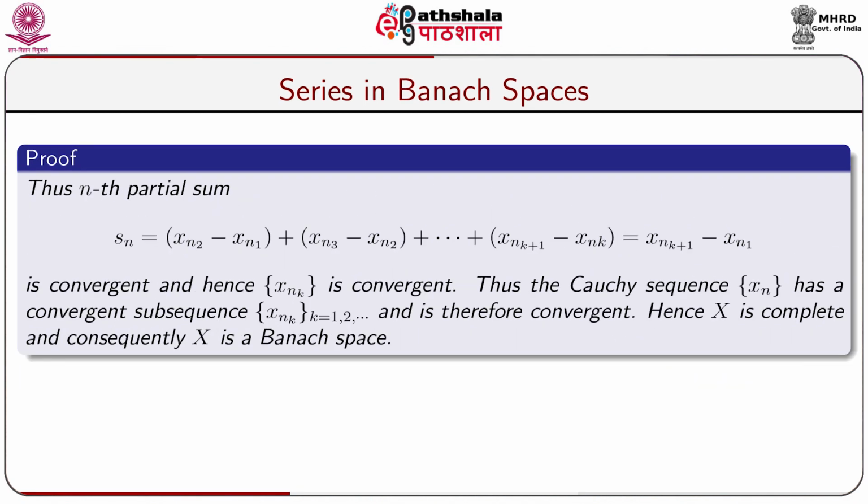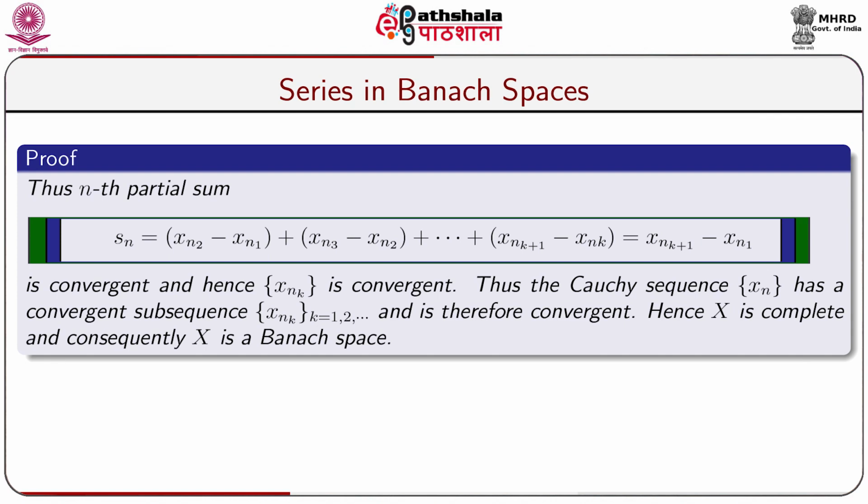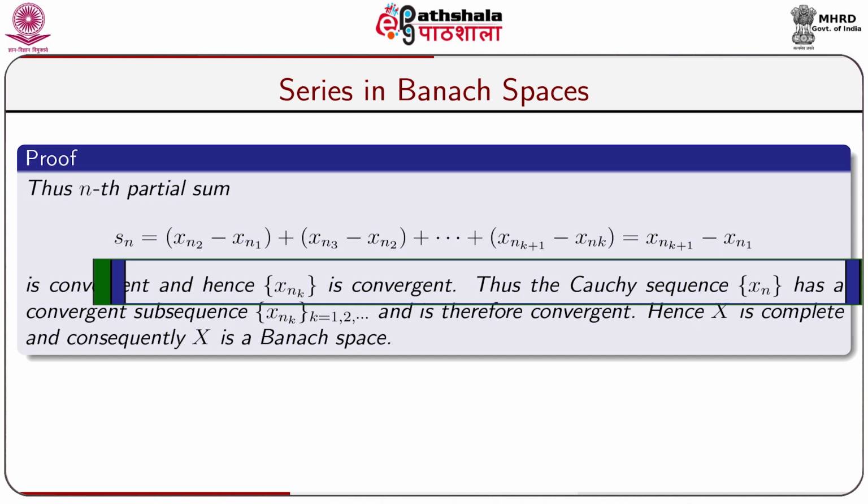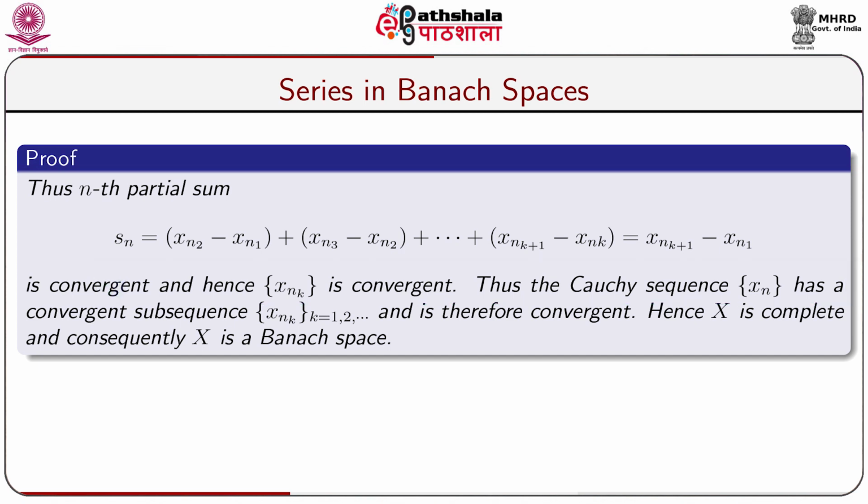Thus, the nth partial sum S_n is equal to (x_{n_2} minus x_{n_1}) plus (x_{n_3} minus x_{n_2}) plus dot dot dot plus (x_{n_{k+1}} minus x_{n_k}), which is equal to x_{n_{k+1}} minus x_{n_1}. This is possible by mutual cancellation, and this S_n is convergent, and hence the sequence x_{n_k} is convergent. Thus, the Cauchy sequence x_n has a convergent subsequence x_{n_k}, k equal to 1, 2 and so on, and is therefore convergent. Hence, X is complete and consequently X is a Banach space.